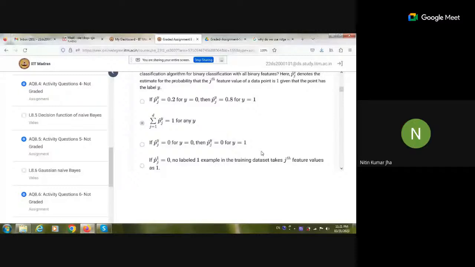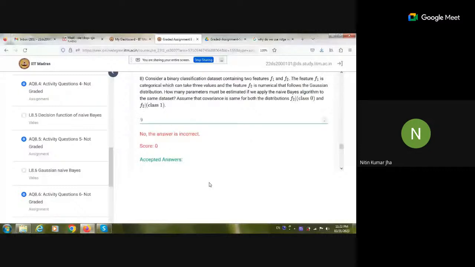So you have to consider a classification data set containing two features, F1 and F2. F1 is a categorical feature which can take three values, right? Yeah. And F2 is numerical and follows a Gaussian distribution. How many parameters do you need to estimate if you apply the Naive Bayes algorithm on the same data set? Okay, so you have binary classification, so one for the distribution of labels, right? Correct. And for the Gaussian distribution, the second feature, that will be mu 0 and sigma 0, right? Correct.